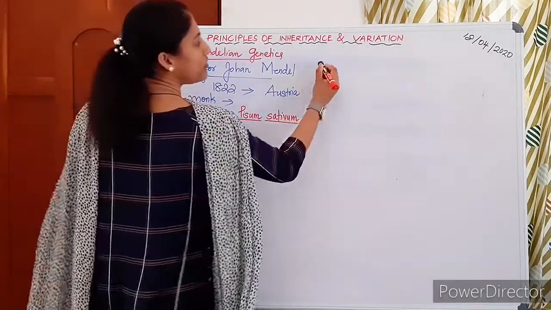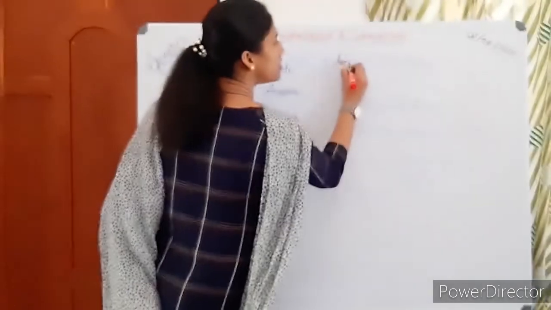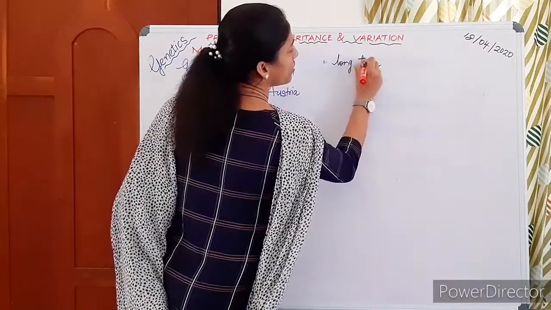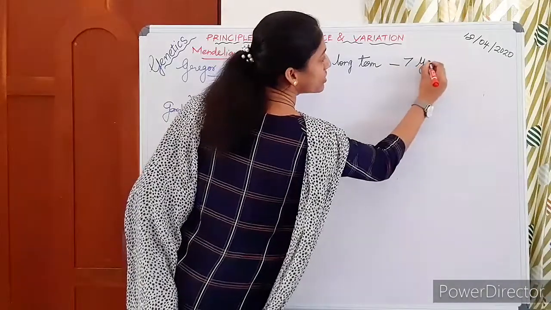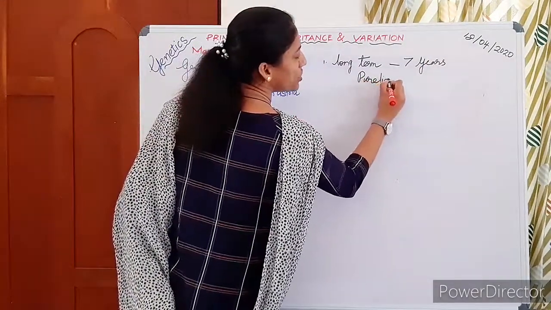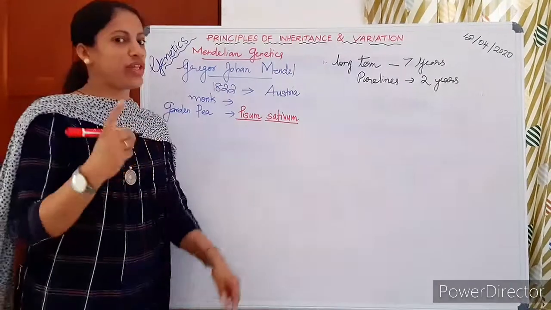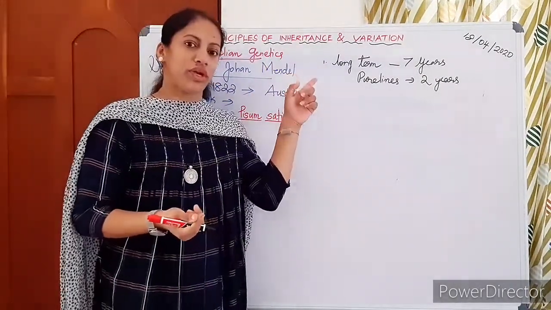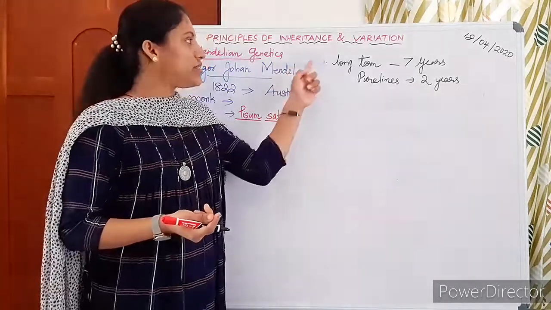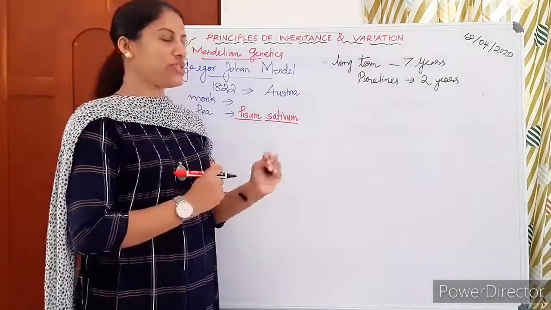The first one we say is Mendel conducted long-term experiments. He didn't stop his experiments within one or two experiments in the short term. He conducted long-term experiments for about 7 years. In order to produce pure lines itself, he took 2 years. You will understand what pure lines are. Anyway, the first point of Mendel's success is that he conducted long-term experiments. He took about 7 years for his experiments.